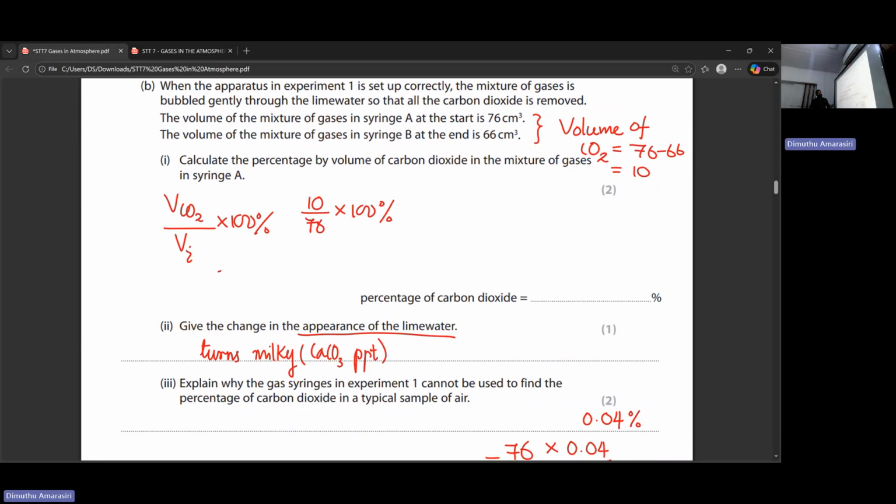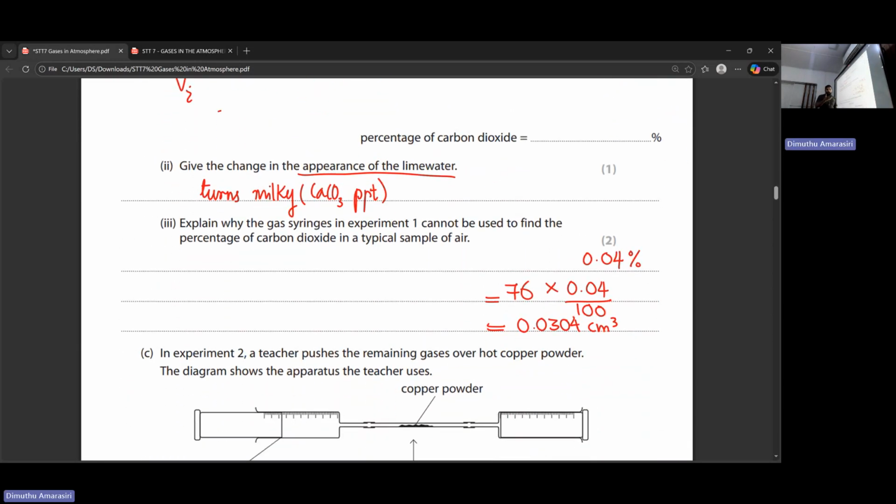The answer: the amount of carbon dioxide in the sample is very small, like 0.03, which cannot be measured using the syringe because the division is too big. So that much understanding and quality has to be there with you in this calculation.